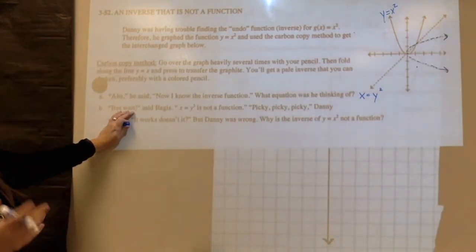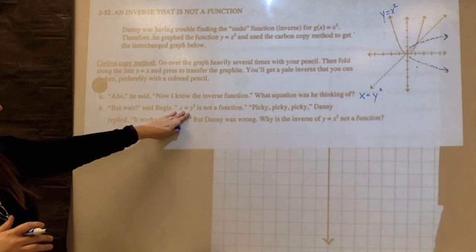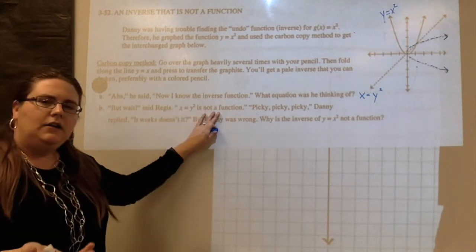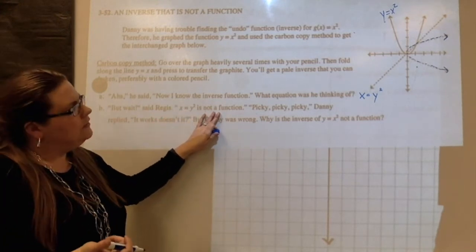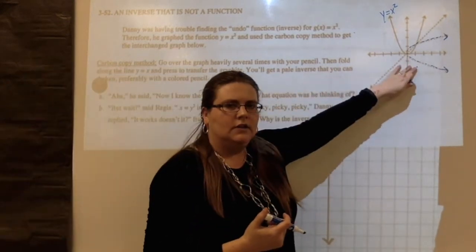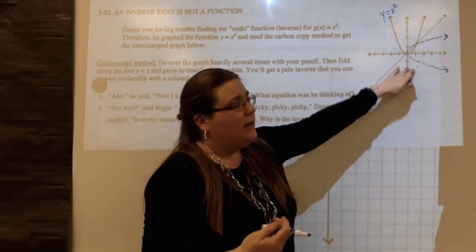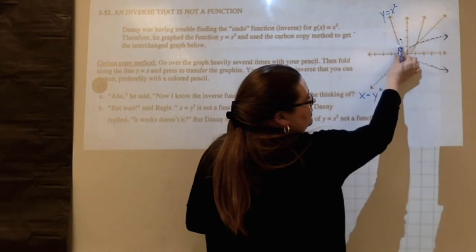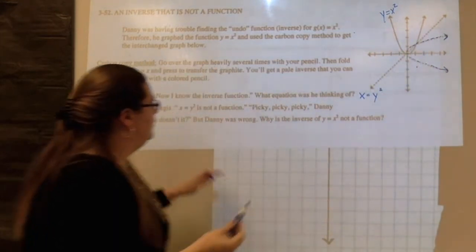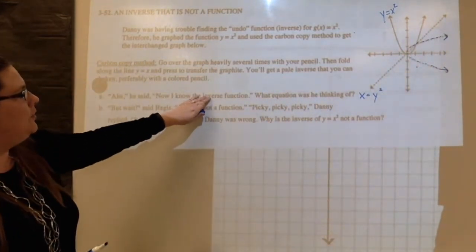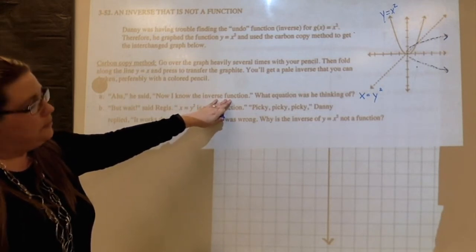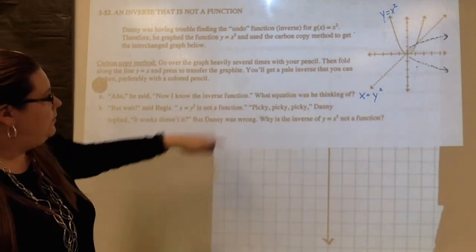So Regis says, but wait, x equals y squared is not a function. Why do you think he's saying that it's not a function? Why is this not a function? Is anybody thinking about the vertical line test that shows that this is not a function? Can it still be the inverse without it being a function? Well, sure, we know that's the inverse, but it's not a function.